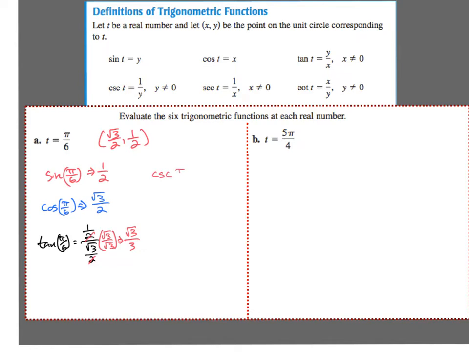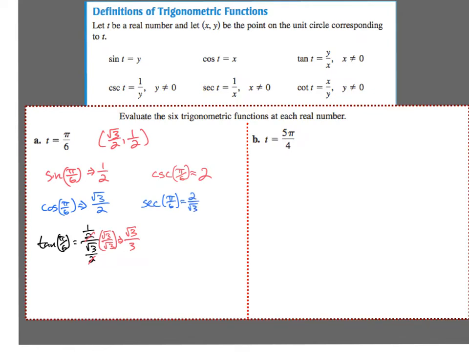Cosecant. How do I want you to think of cosecant? The reciprocal of sine. So sine is 1/2, and the reciprocal of 1/2 is 2. And then who's cosine's buddy? Secant. And so secant, how do I want you to think of it? The reciprocal of cosine. So this is really what? 2 over square root 3.